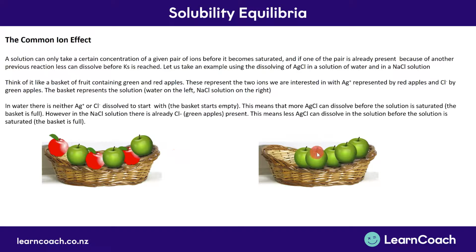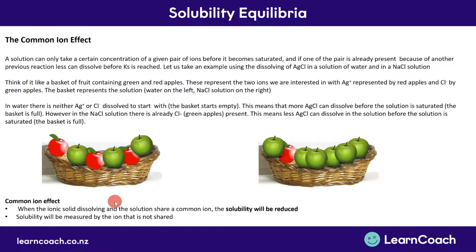However, in the case with NaCl, you've already got a lot of chloride present, or a lot of green apples present in your basket. This means there's not much space and the basket fills much faster. In this situation, only 1 AgCl can dissolve before the basket is full, or the solution is saturated. Now looking at these two baskets, you can see clearly which one dissolved the most AgCl. The one with water in it dissolved 3 AgCl's, whereas the one that already had chloride in it only dissolved 1 AgCl. And this can be summarized as follows.